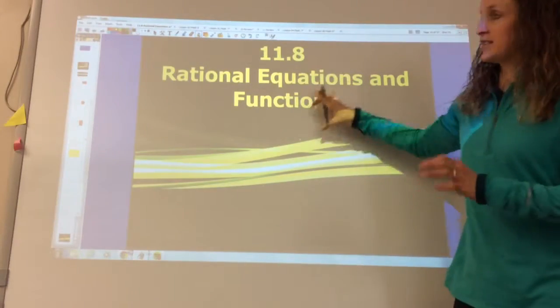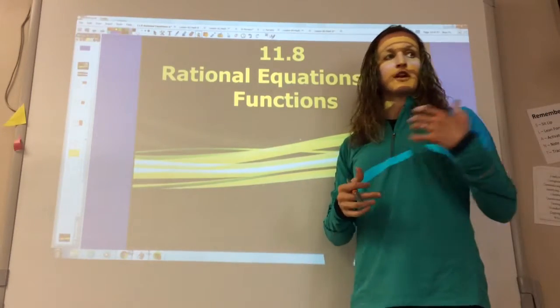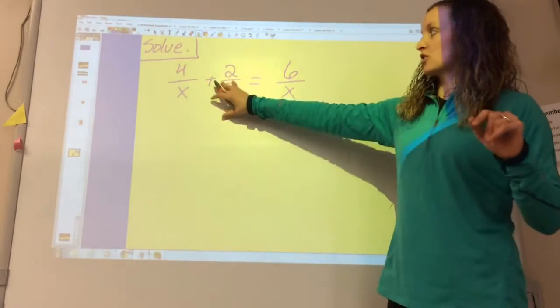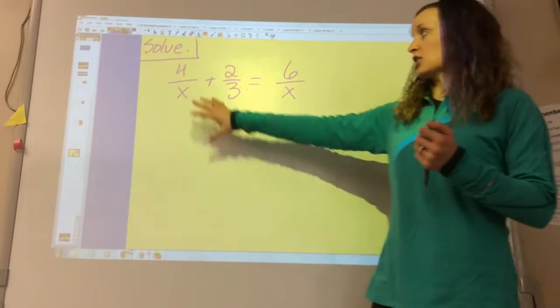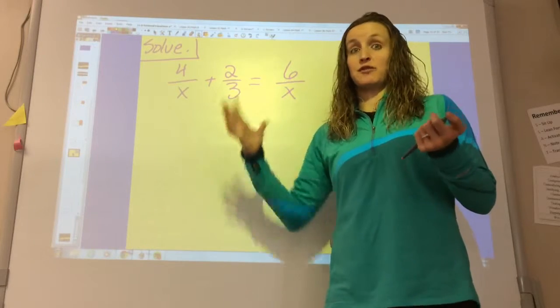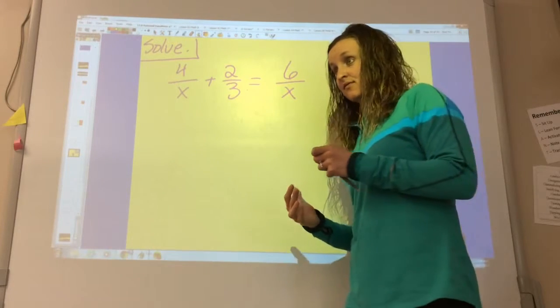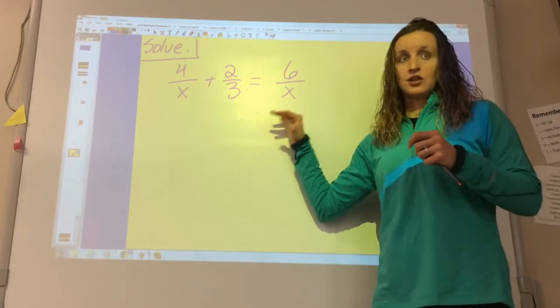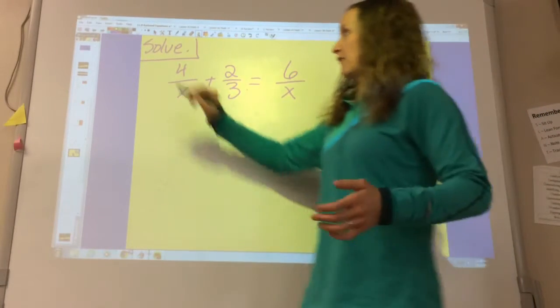Today is 11.8 day 2, but this will also work if you ever have questions on day 1 because it stays the same. So today it's all about solving rational expressions. You guys already know how to solve proportions because all you have to do is what again? Cross multiply on proportions. Right now, can we cross multiply? No. So we have to follow the steps that we have from yesterday.